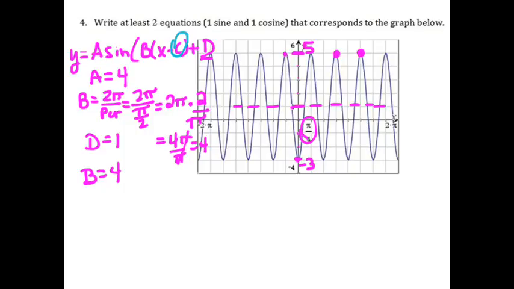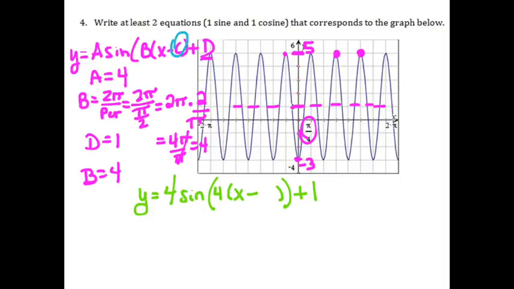So let's write our equations. Let's do a sine equation first. So y is equal to 4 sine of 4 times x minus something, we don't know yet, plus 1. So I've plugged in my A, B, and D. Let's figure out what my C value is.